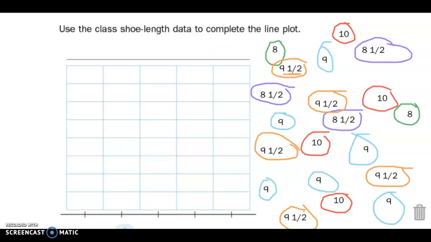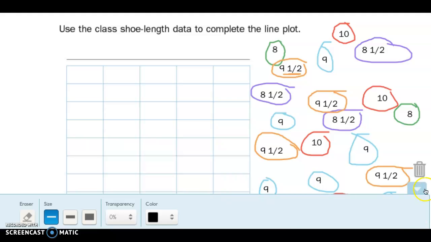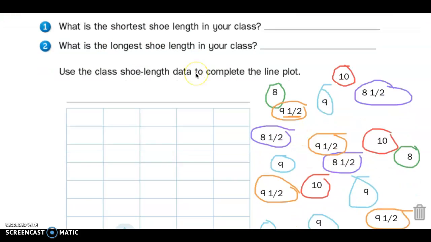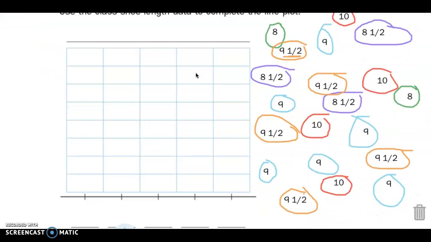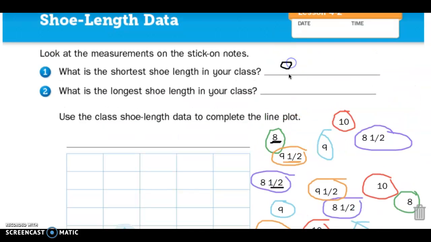It does not look like it, and we have our data somewhat organized, right? This is all the information we took, our data. What did this ask us again? What is the shortest shoe length in your class? Well, I know 8 is my smallest whole number, and I have 8 and 8½. Which one's the smaller one? 8 or 8½? Well, it would be 8 because 8½ has an extra half. It means it has half more than 8. So 8, and what's my label? What's the shortest shoe length? 8, and we measured it in inches. So 8 inches is my smallest.